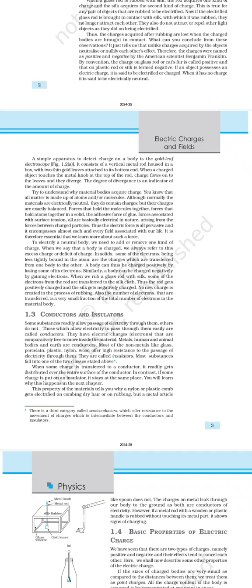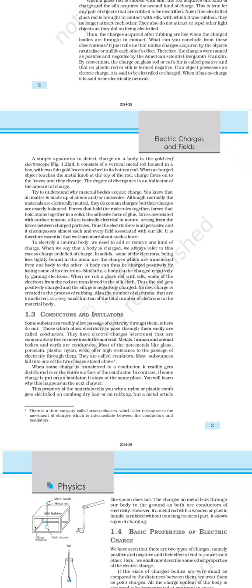No new charge is created because charge can neither be created nor be destroyed. And the number of electrons that are transferred is a very small fraction of the total number of electrons of the material body. Next, we have conductors and insulators. Conductors allow the electricity to pass through them easily, like the metals. Insulators do not allow electricity to pass through them easily, like the non-metals.